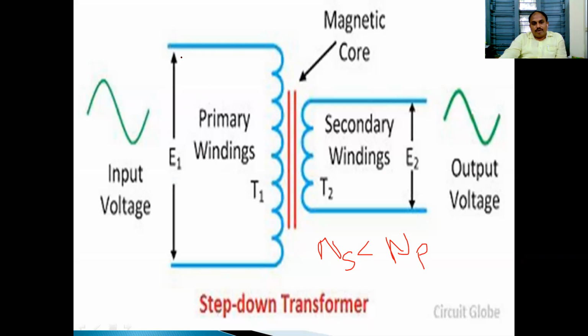More number of turns on the primary, fewer turns on the secondary. There is nothing else in a transformer. A transformer has only two electrical coils, the primary coil and the secondary coil. So this is a single phase transformer. If it is a three-phase transformer, 2 into 3, six coils: primary three coils and secondary three coils.